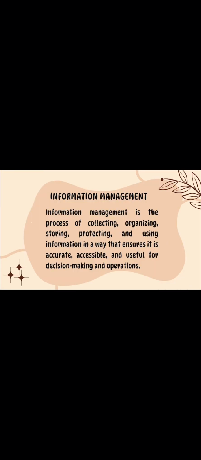I would like to present the different topics of information management. Information management is the process of collecting, organizing, storing, protecting, and using information in a way that ensures it is accurate, accessible, and useful for decision making and operations. These are the three topics of information management: information systems, data and information, and the entity relationship model.